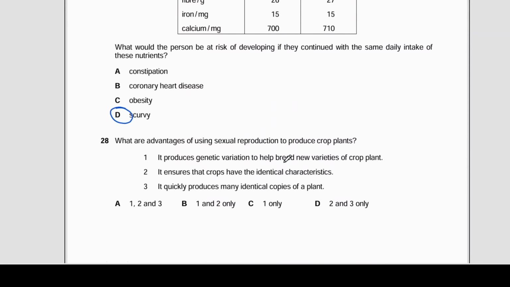Okay, what are the advantages of using sexual reproduction to produce crop plants? It produces genetic variation. Yes, it is required. We need it. It ensures the crops have identical characteristics. No. It quickly produces many identical copies. No. So only the first option is correct.